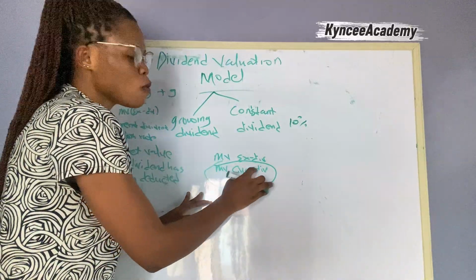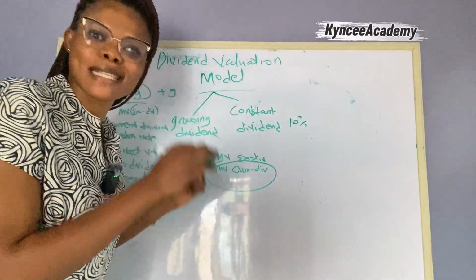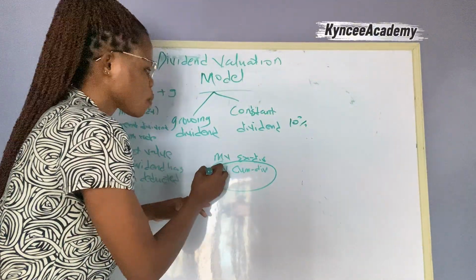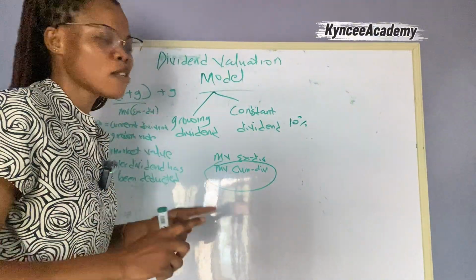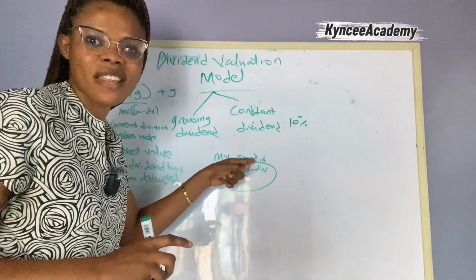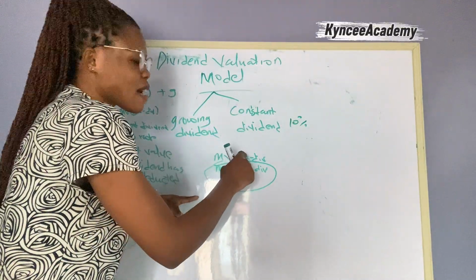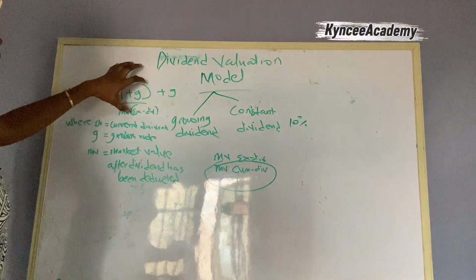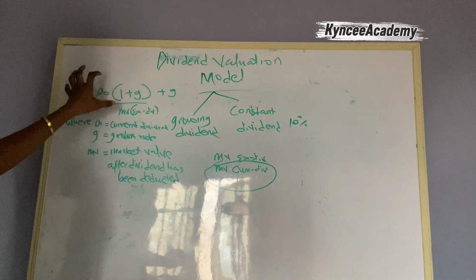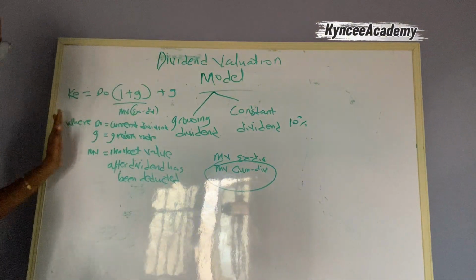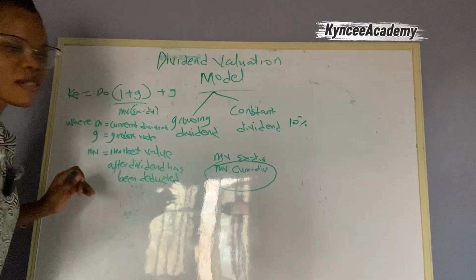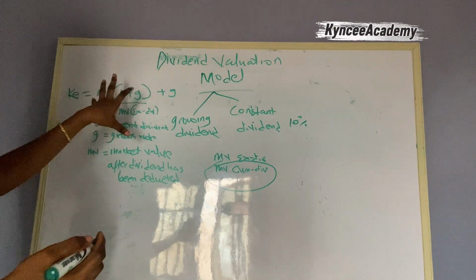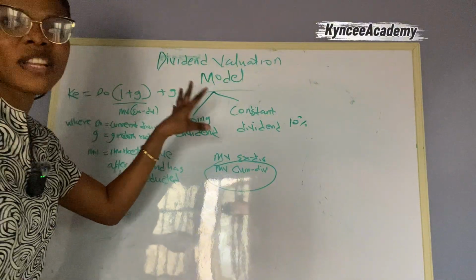Then market value cum div means your dividends is still there. You've not removed your dividends. So when you come across this in a question, you have to compute it to remove the dividend, so that it will now turn to market value XD. You understand? So that's what you are going to use in your formula. This one now is for when dividend is growing. Sorry, this is the normal formula for cost of equity when dividend is growing.